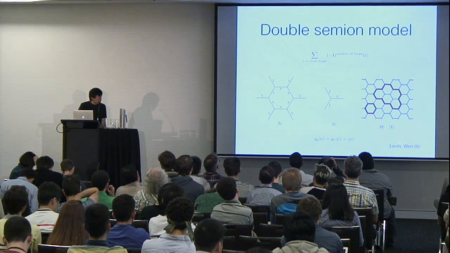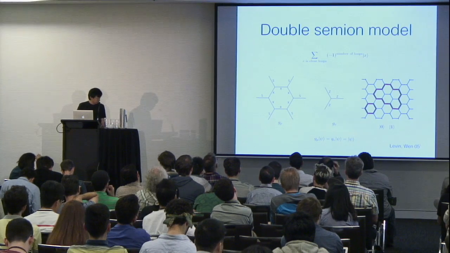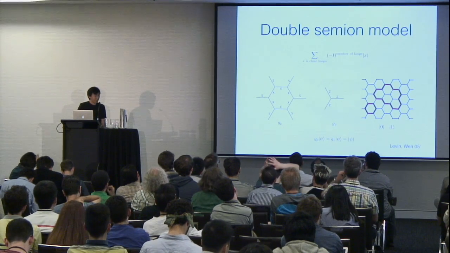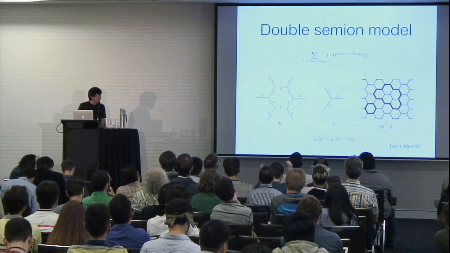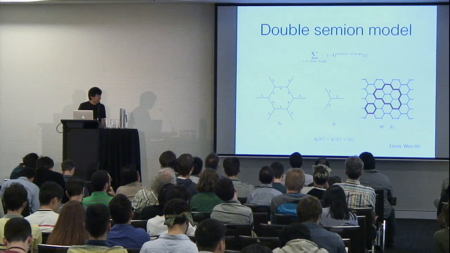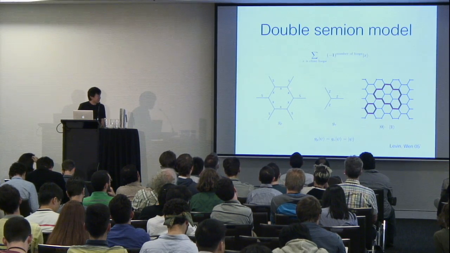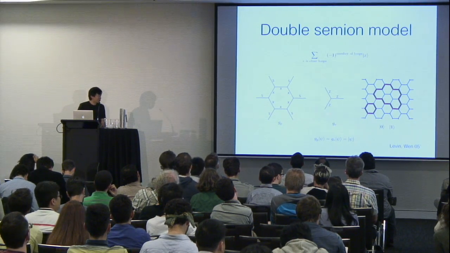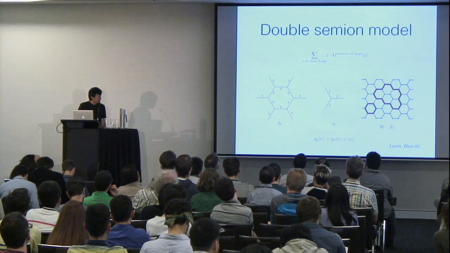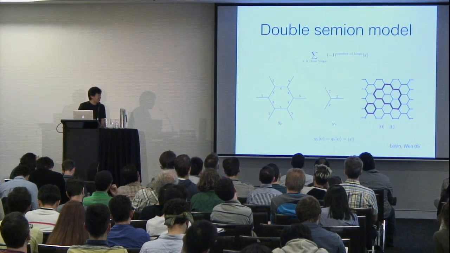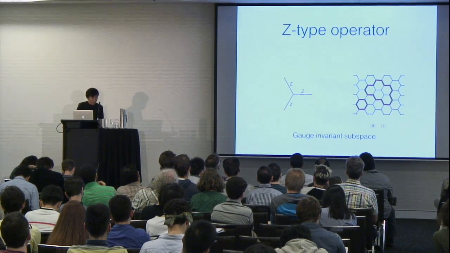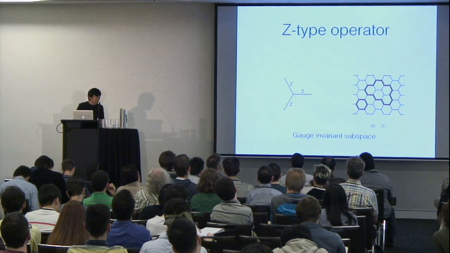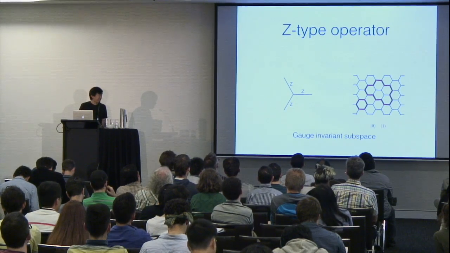Although in the original Levin paper the model is defined by a commuting projector, it's not hard to see that we can actually find stabilizers that are tensor products to describe the model. Here the ground space is characterized by these two types of stabilizers. So let's look at the two types of stabilizers in more detail.